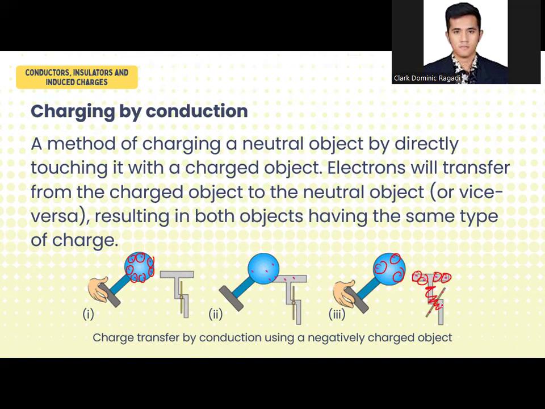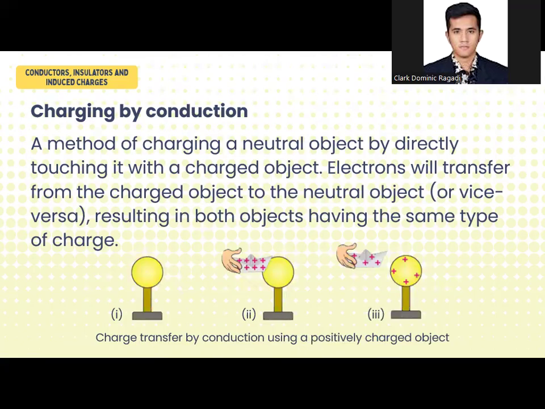These charges should not exist. So if you started with a net charge of -7, the end product would have a net charge of -7. Okay, so we have here, 1, 2, 3, 4, 5, 6, 7. So that's charging by conduction.